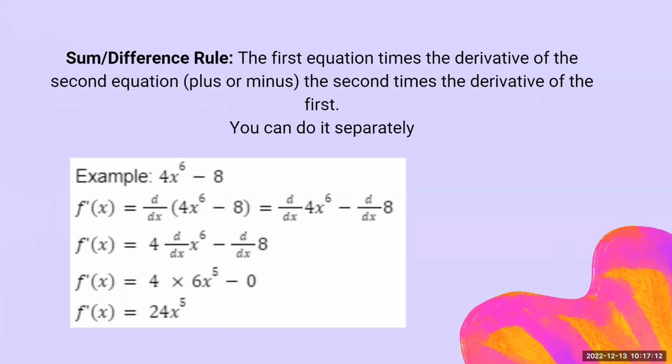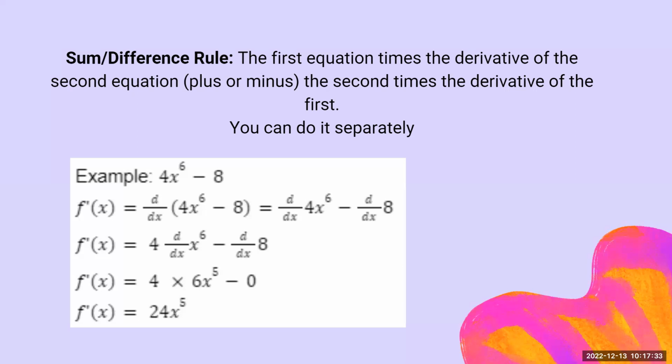The way to find this is f prime of x equals the derivative of the expression, again, 4x to the sixth power minus 8, which is the derivative of 4x to the sixth power minus the derivative of 8. F prime of x of this is 4 times the derivative of x to the sixth, since we're dividing this problem, minus the derivative of 8.